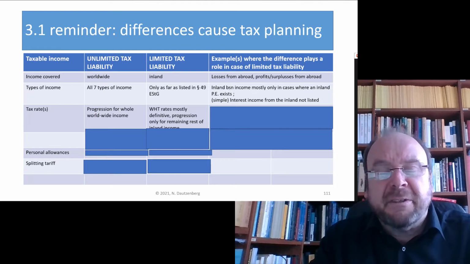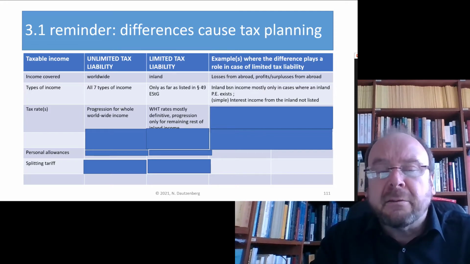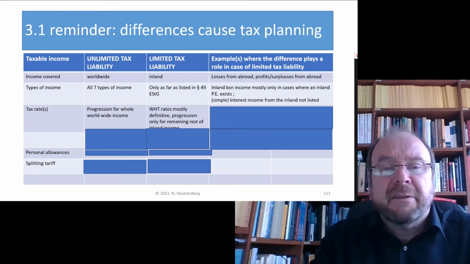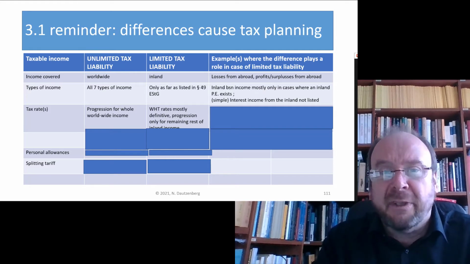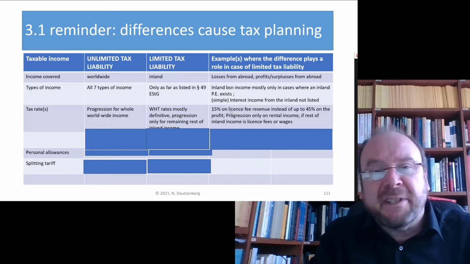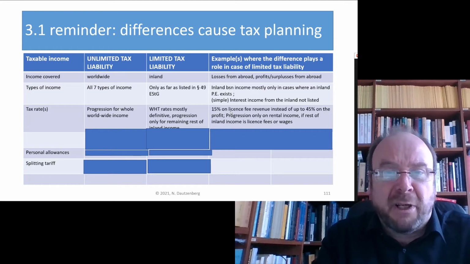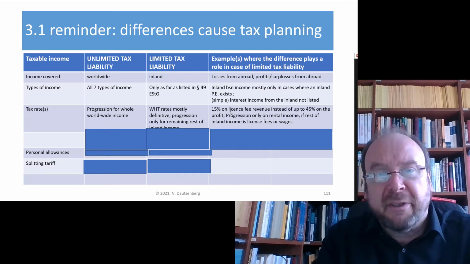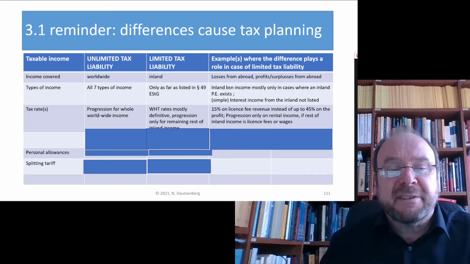So if you live from dividends, license fees, supervisory board membership fees, and rental income from the inland, then only the rental income amounts will determine your progression for your taxable income here. All the rest is done by withholding tax rates, which can be relatively moderate. 15% on a license fee instead of 45% of the profit is relatively advantageous if you have a low amount of business expenses. Progression only on a very small part of your inland income is far more attractive than the progression determined with an eye to your complete worldwide income. So these differences play a role.